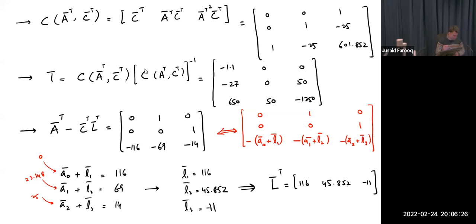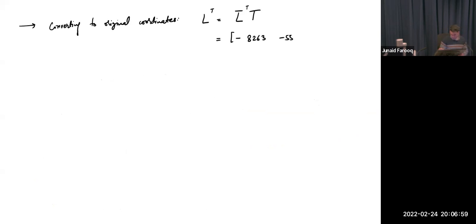And the final step is converting to original coordinates, which means L transpose is L bar transpose T. So if you do this, it will turn out to be minus 8263, minus 550, and 16043. Right, so eventually L is going to be a vector which has these gains.